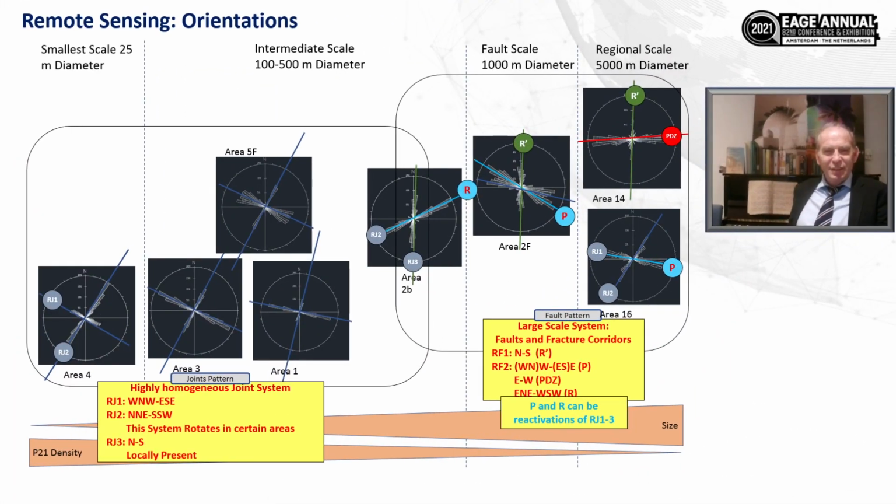And here we see the result of these analyses on the different scales. On the left we see the smaller scale, in which we can clearly define the series of joint sets, and on the right side we see the larger scale, in which we can clearly define the different fault related sets. And we can see that some of the fault sets are reactivation of well-defined joint sets, and we can make a correlation between the different scales and the different observations.